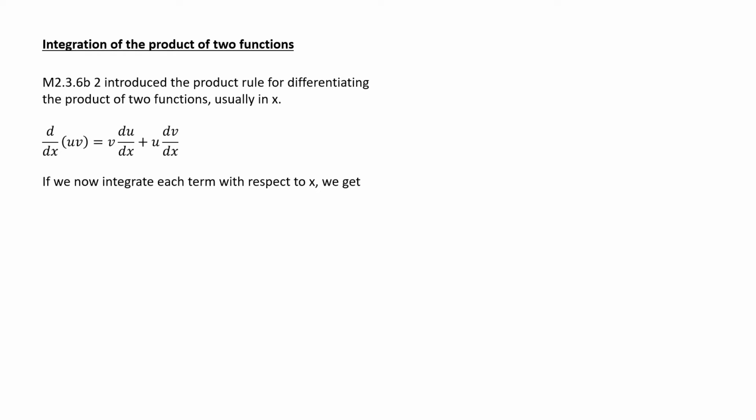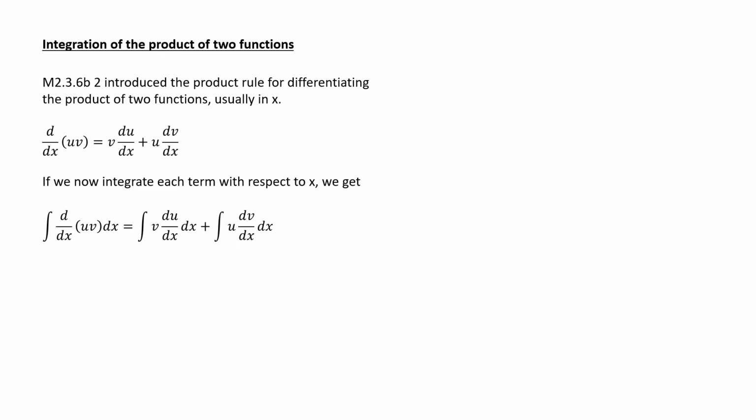If we now integrate each term with respect to x, and there are three terms in this function, so there's my first one on the left hand side of the equal sign, and then my two terms separated by the positive on the right hand side, I'll get the integral of d by dx uv with respect to x is equal to the integral of v du by dx with respect to x plus the integral of u dv by dx with respect to x.